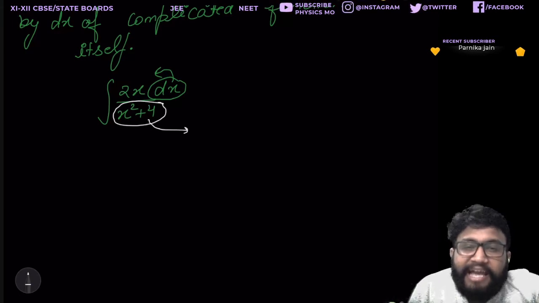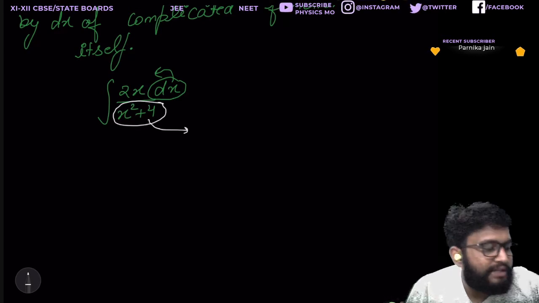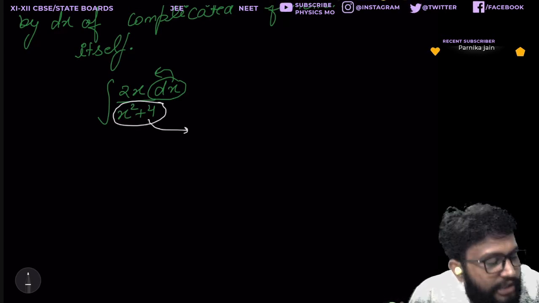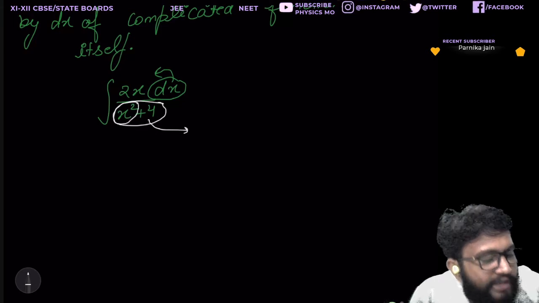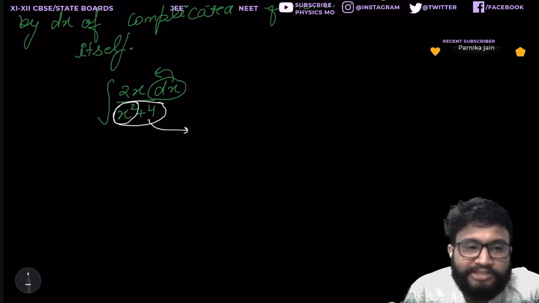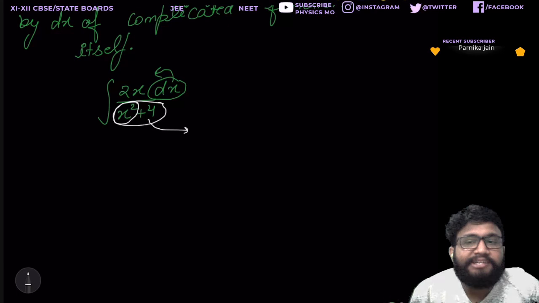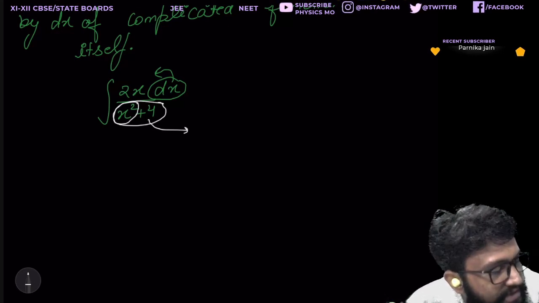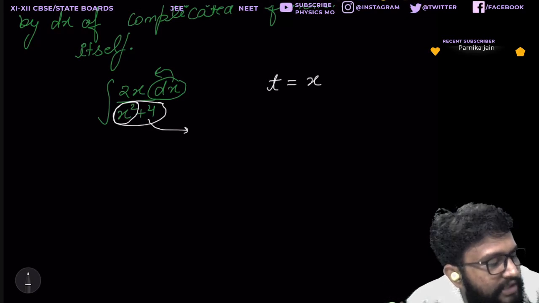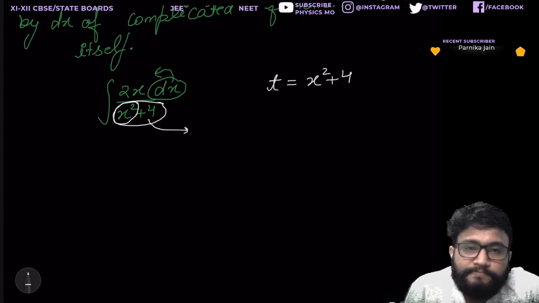You can take as much function as you want. For example, in this case only, you can also consider only x square, because उसका भी differentiation 2x ही है. And once you have taken that, just write it somewhere else. For example, I have written and I have assumed this as equals to t. So t is equals to, let's say, x square plus 4. You have to look for such a function. Are you getting my point?